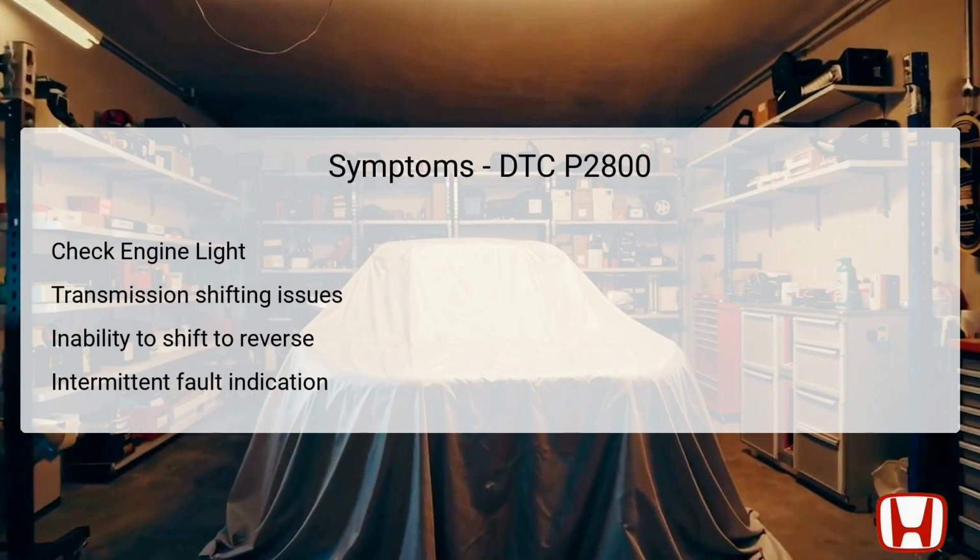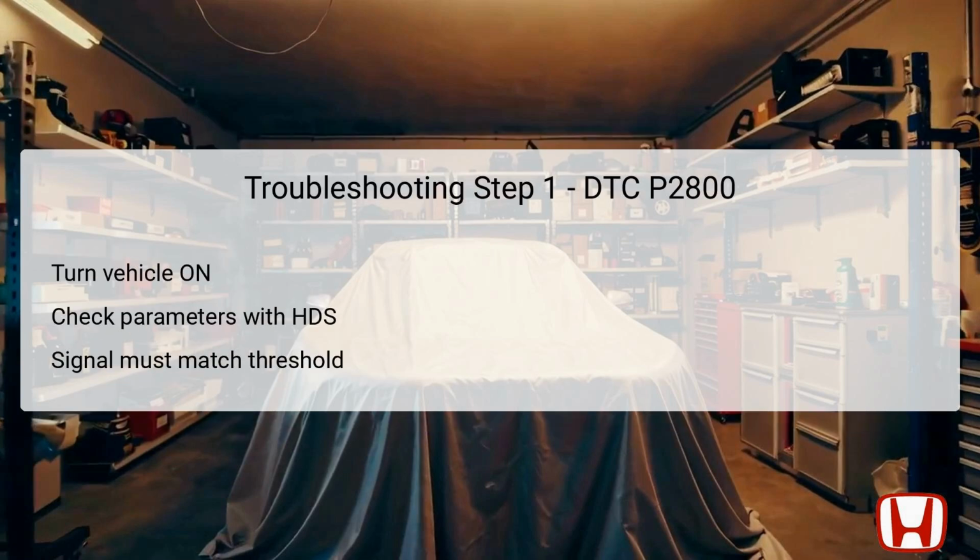Additionally, because DTC P2800 may relate to intermittent electrical issues, drivers may observe erratic behavior where the transmission intermittently fails to engage correctly. Understanding these symptoms helps mechanics prioritize their troubleshooting approach, ensuring an efficient diagnosis while addressing the driver's concerns. The first step in the troubleshooting process for DTC P2800 involves problem verification.